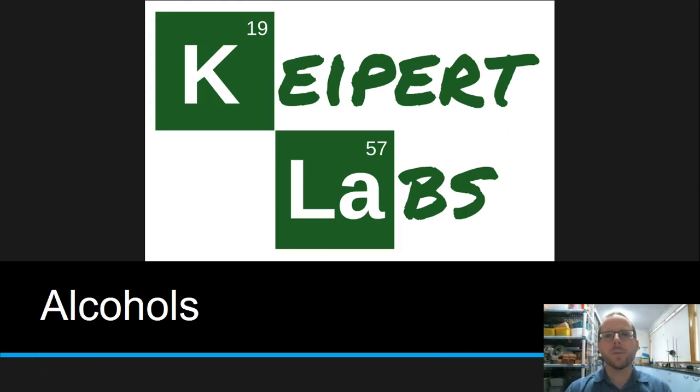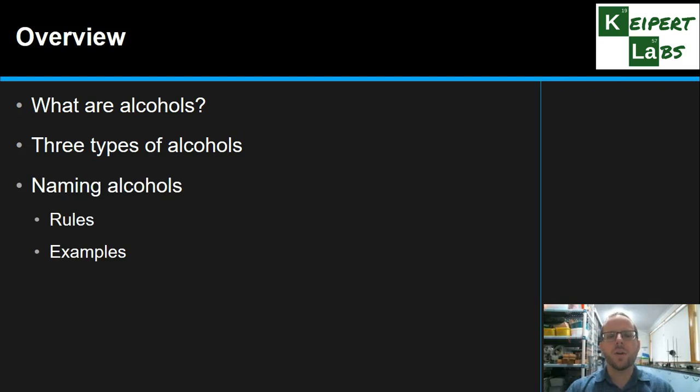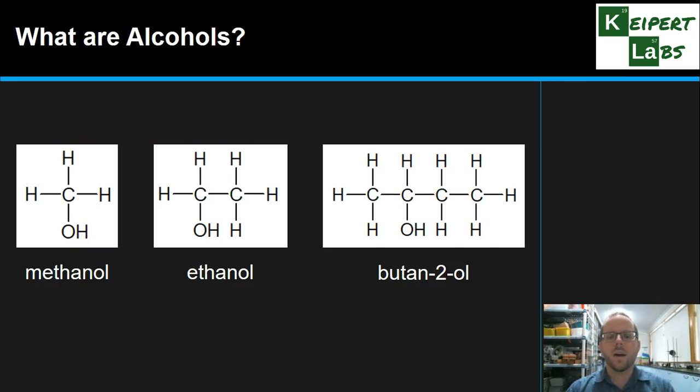In today's video we're going to be talking about alcohols. So firstly we're going to talk about what is an alcohol, so what do we mean when we use that term. We're going to look at the three types or categories of alcohols, and then we're going to look at the naming rules around how we name alcohols, so looking at some of the specific rules and then some examples to help illustrate them.